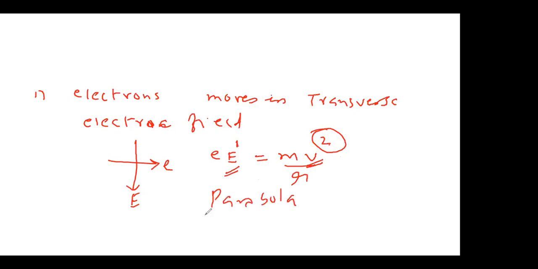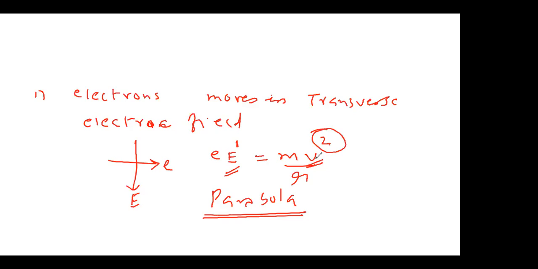Correct? So that path is a parabola because the power of one variable is 2 and the other variable is 1. Write the formula properly so that you remember why we wrote parabola. Parabola is given in option 1.